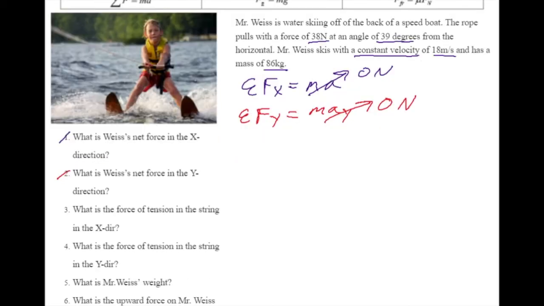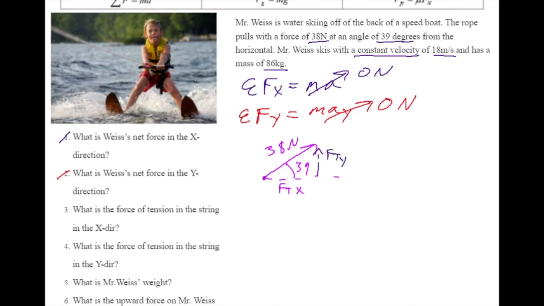So number 3 says, what is the force of tension in the string in the x direction? So let's go ahead and draw this force that's being applied and show the angle. It says a 38 newton force, so here's 38 newtons, applied at an angle of 39 degrees from the horizontal. That's right here. This is our force of tension in the x direction because it's the horizontal part, and then our force of tension in the y direction is the one that points up.